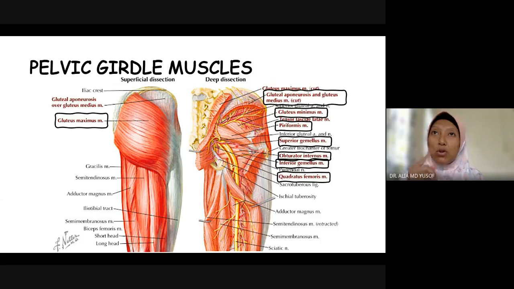Gluteus maximus also helps, remember, apart from extension of the hip, it also helps in ABD, abduction, and also lateral rotation of the hip joint. But it is not the prime mover there. It just agonists the other movement. It is the prime mover of hip extension.